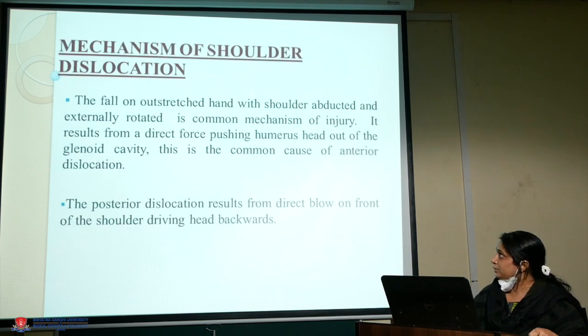The mechanism of the shoulder dislocation. There is a very common history of a fall on the outstretched hand with the shoulder abducted and externally rotated, and this is a very common mechanism of the injury. Generally it results from direct force pushing the humerus head out of the glenoid cavity. This is the common cause of the anterior dislocation. The posterior dislocation results from a direct blow on the front of the shoulder driving the head backwards.